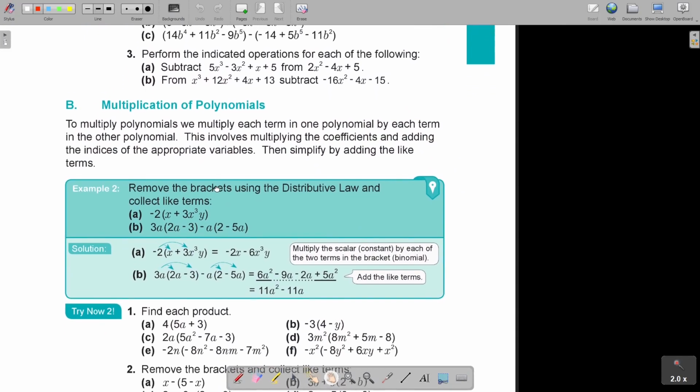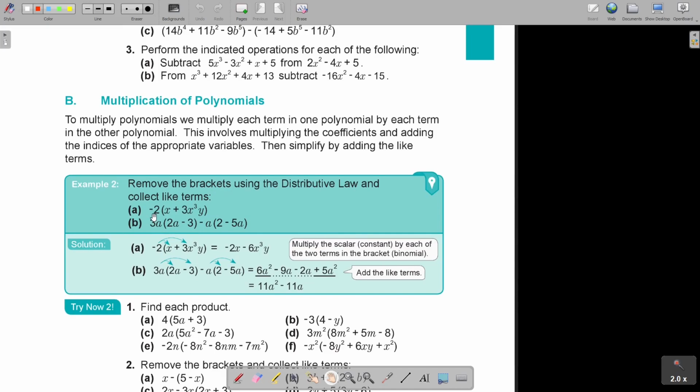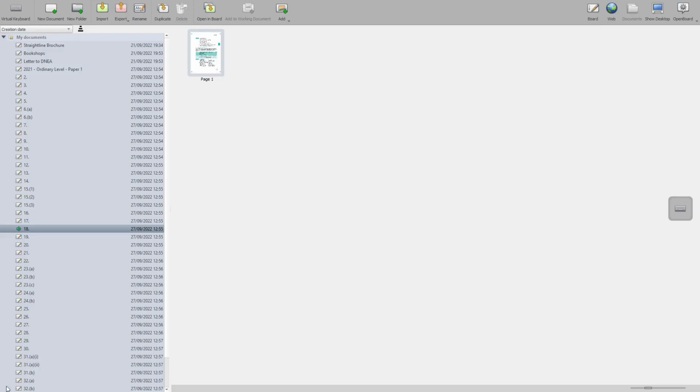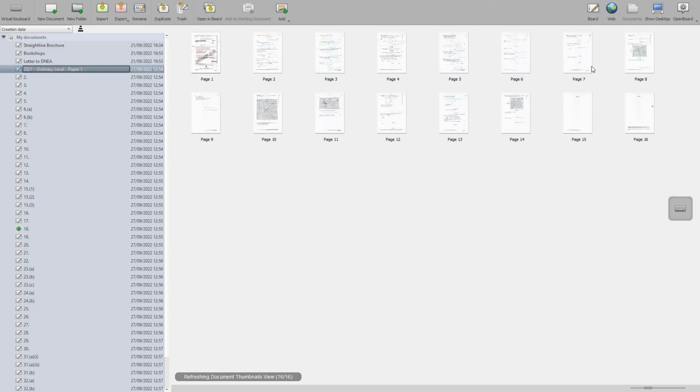Now if you look at this, just look at a. Now it's actually more difficult if there's a negative. Then I multiply with the first term, and I get negative 2x. And I multiply with that term, and I get negative 6x3y. And then it's unlike terms, and I just leave it like that. Okay, so that's far more difficult, but it's always good to practice more difficult ones.